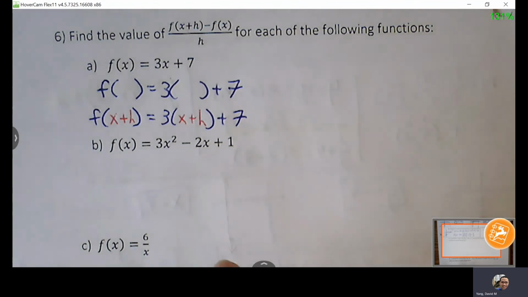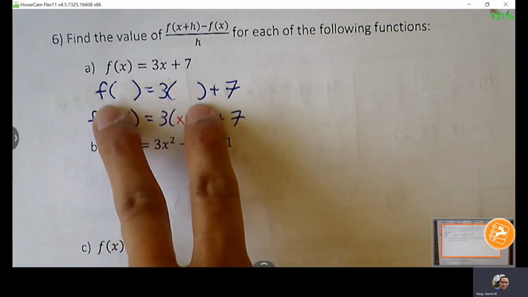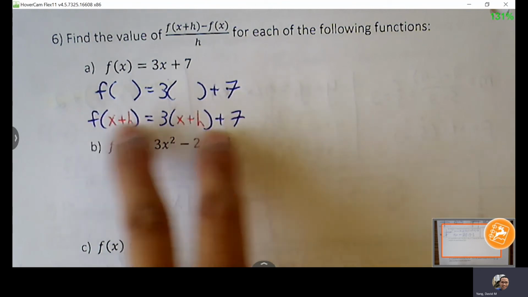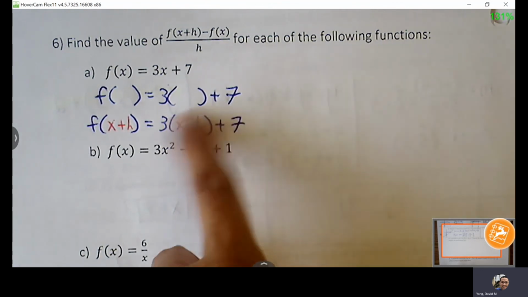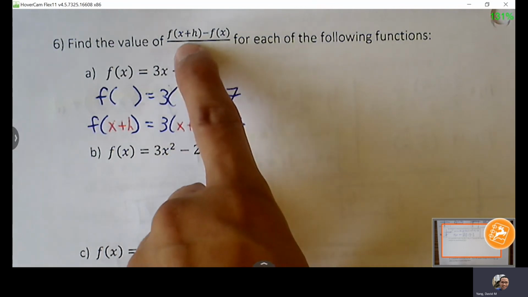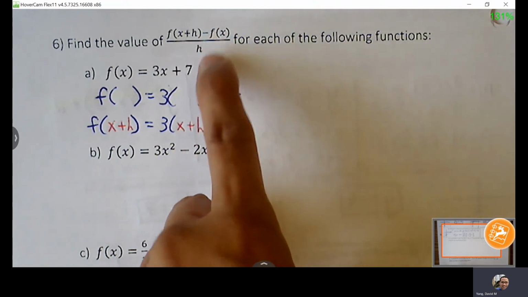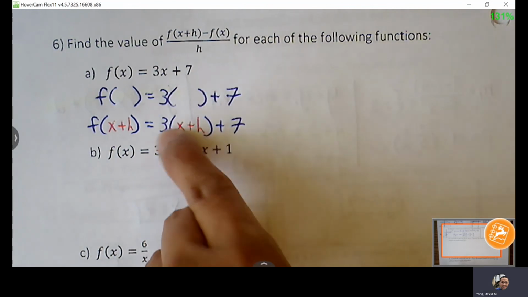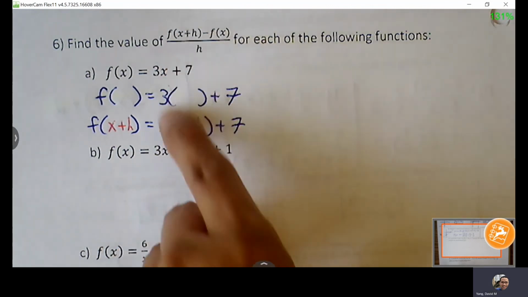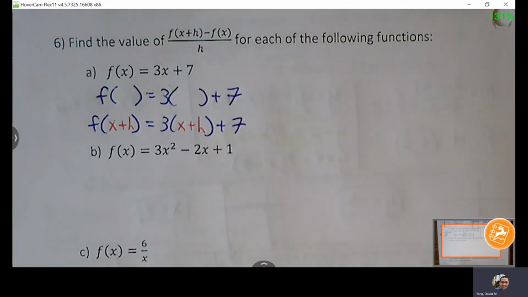Okay, so now that's the hard part. Students in the past have struggled knowing where to put the x plus h, but once you can do this, then the rest is just cleaning up. We're just going to replace these function notations with the expression. So f of x gets replaced with 3x plus 7, and then f of x plus h gets replaced with this expression, and we put it all over h. Okay, so let's do that.